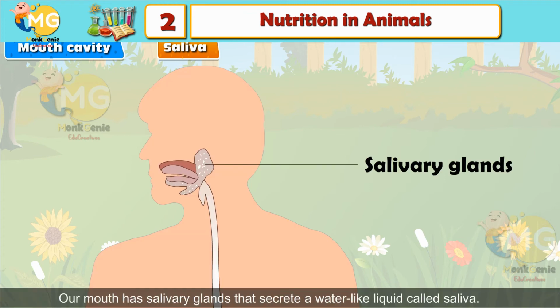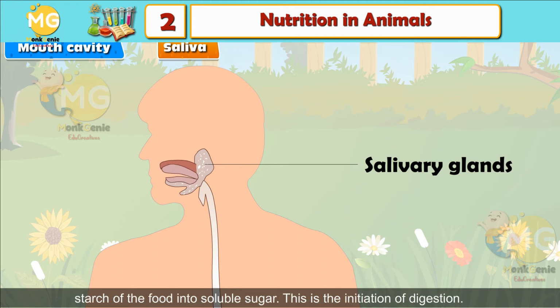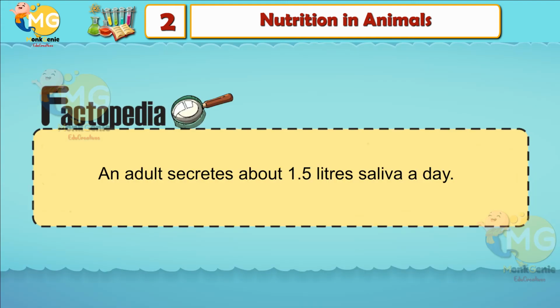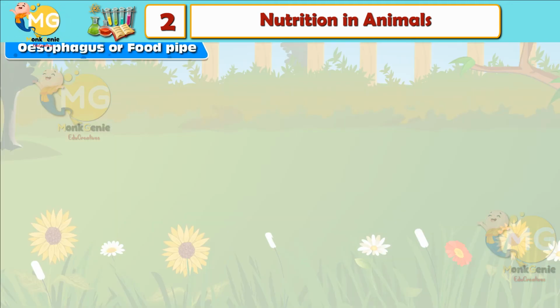Saliva. Our mouth has salivary glands that secrete a water-like liquid called saliva. Saliva contains an enzyme called amylase, which breaks down the insoluble starch of the food into soluble sugar. This is the initiation of digestion. Factopedia. An adult secretes about 1.5 liters of saliva a day.